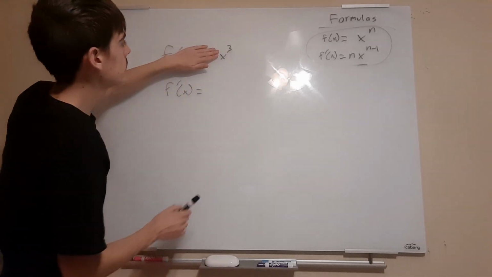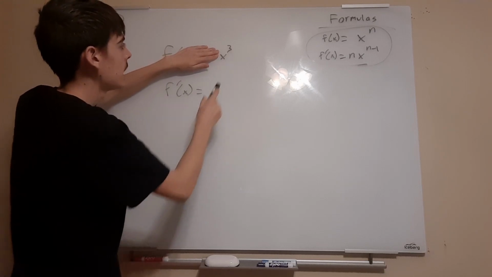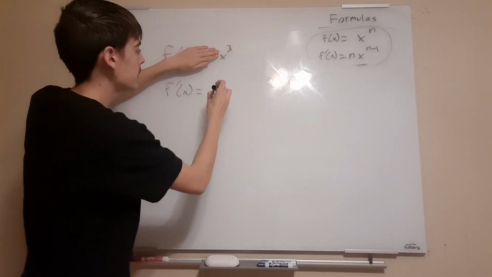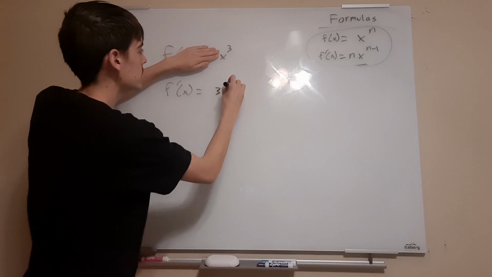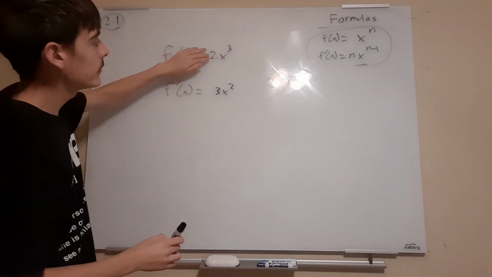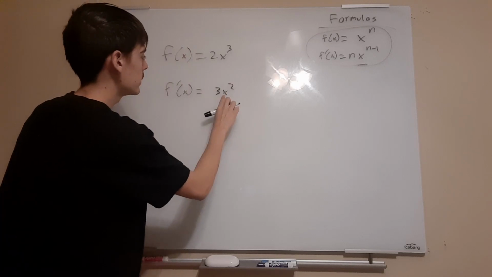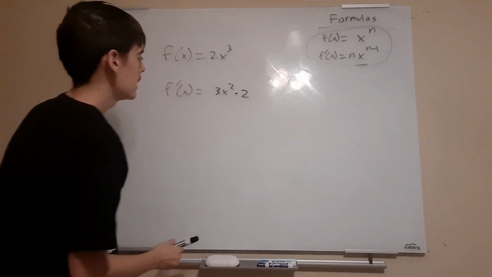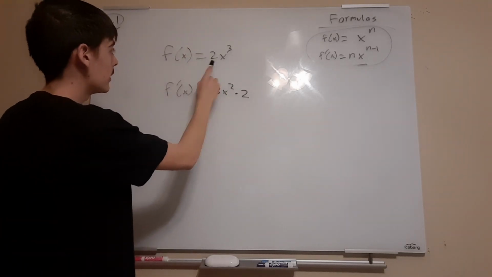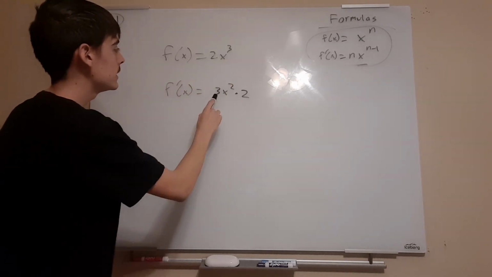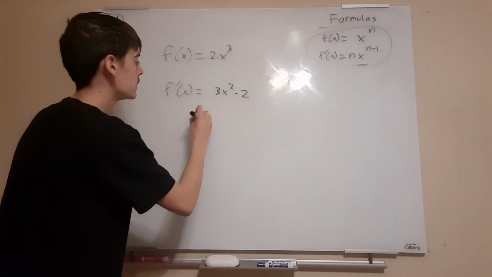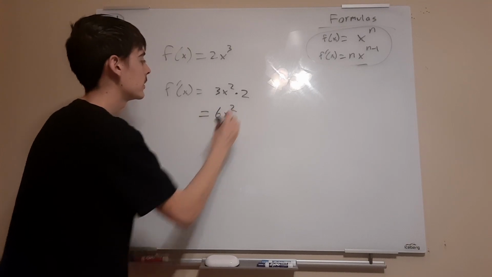So pretend this isn't here first. Let's take the derivative of x cubed. The derivative of x cubed using our formula is going to equal 3x squared. And now we have to remember this constant, and we're just going to multiply our derivative by that constant. And so the derivative of 2x cubed is going to be 3x squared times 2, which is the same as 6x squared.